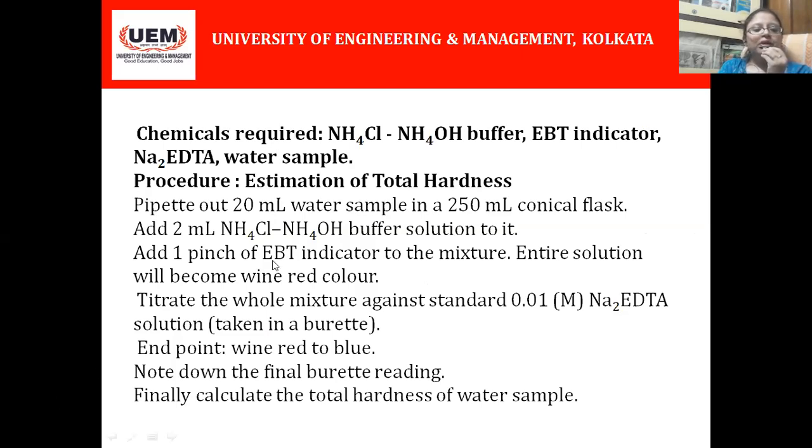First, you have to pipette out 20 ml of sample water in a conical flask. Then you have to add ammonium chloride, ammonium hydroxide buffer to bring the pH to 10. Then you have to add 1 pinch of EBT indicator to the mixture. Then the entire solution will be colored wine red.